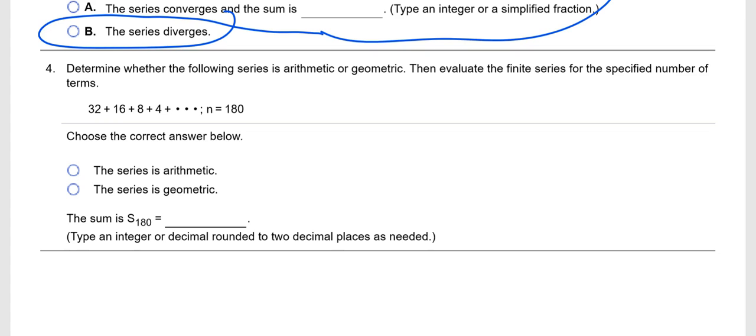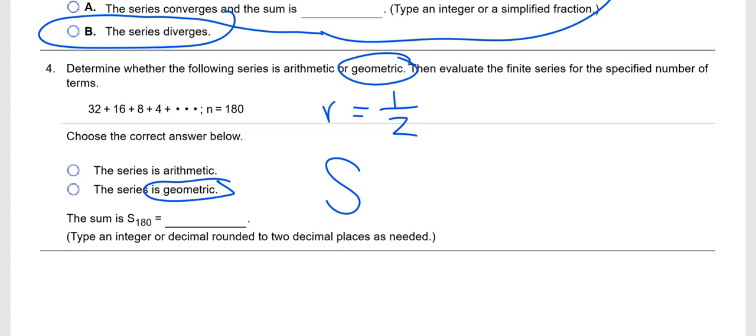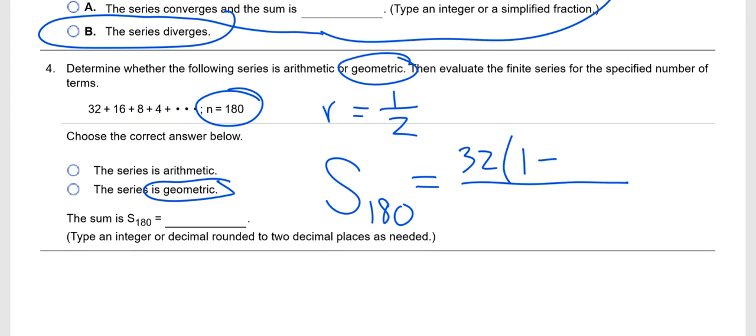Okay, so is this arithmetic or geometric? 32, 16, 8, 4, 2, 1, 1/2. This is definitely geometric. Okay, what is the multiplier? It is 1/2. We have how many terms? How many terms, folks? It says so. 180. So we can use the finite formula, right? We need the first term. Does anybody know the first term? 32. We got 1 minus 1/2 to the 180th power over 1 minus 1/2.